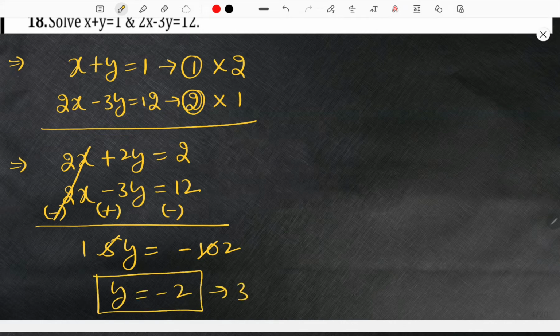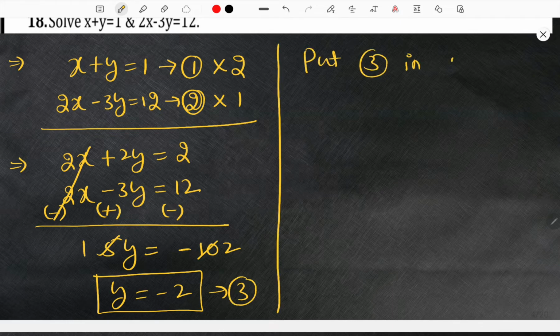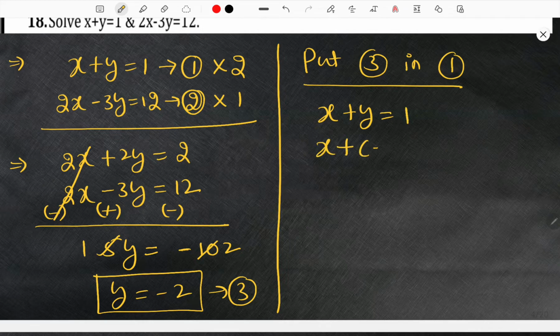So let me call it equation number 3. Now let me put this equation number 3 in equation number 1 to get the answer. What is equation number 1? Equation number 1 is x plus y is equal to 1. Now what is the value of y? y is minus 2. Look at this, x plus y is equal to 1 and I got the value of y as minus 2. So x plus y means x minus 2 is equal to 1.